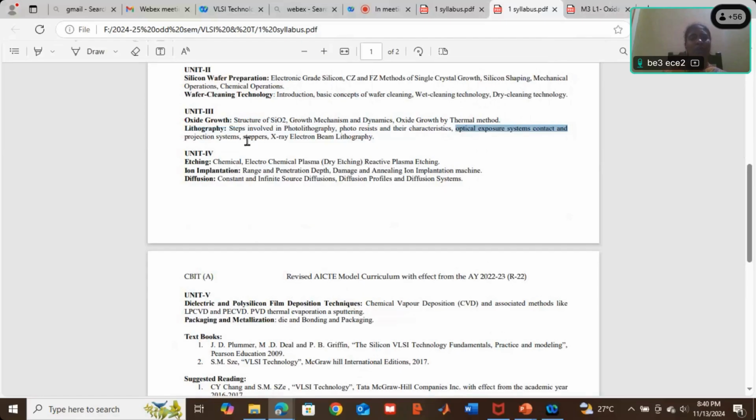Diagrams are easy to learn rather than theory. Lot of theory, diagrams once or twice you remember. Next, X-ray lithography. Next question, electron beam lithography. Some 4-5 questions I told you.